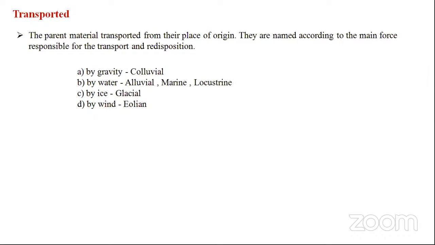So naturally, students, if the soils were completely deposited by the influence of gravity, that is called colluvial soils. If it was transported by water, it is alluvial, marine, or lacustrine. You will see what is the difference between these three. By ice, it is glacial, very similar words you can easily learn. And by wind, it is aeolian. Now we will see all those things.